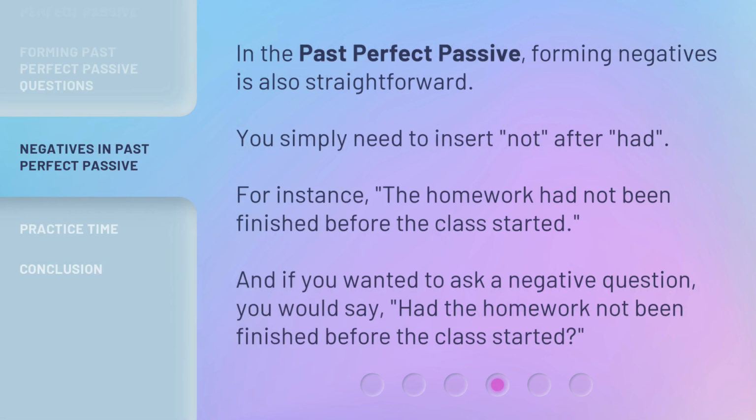In the past perfect passive, forming negatives is also straightforward. You simply need to insert not after had. For instance, the homework had not been finished before the class started. And if you wanted to ask a negative question, you would say, had the homework not been finished before the class started?